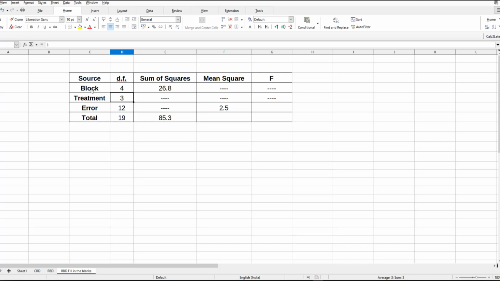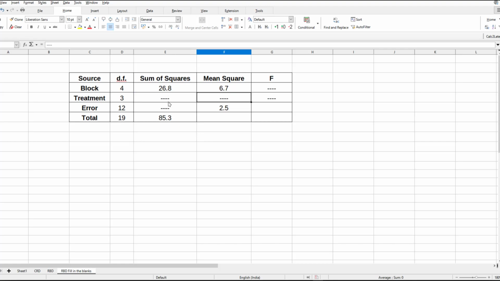It is same. If you multiply the degrees of freedom for block and treatment, you will get the degrees of freedom for error. Okay. So we know the degrees of freedom. Now here it is sum of squares, right? We are given sum of square. So if you know the sum of square, then you can find out the mean square, right? Because mean square is nothing but sum of square divided by corresponding degrees of freedom. That means mean square for block will be 26.8 divided by 4, which is 6.7.